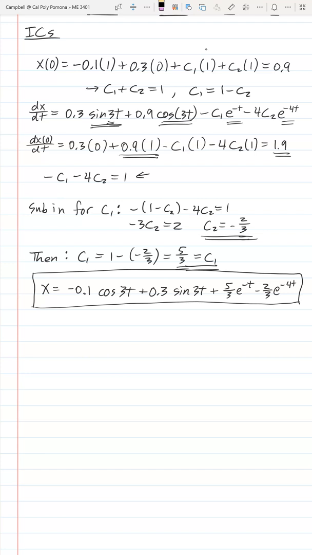And so we've now captured everything that's going on with the system. Initial conditions, the underlying response, fundamental response associated with the system, as well as the forced response of the system. So hopefully you can now see how all of that's coming together.